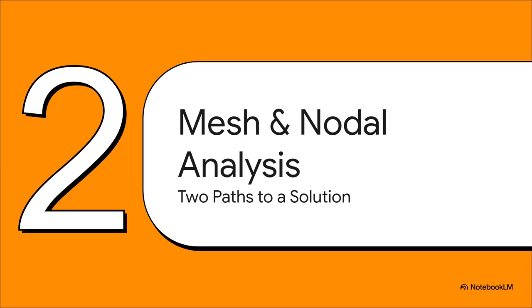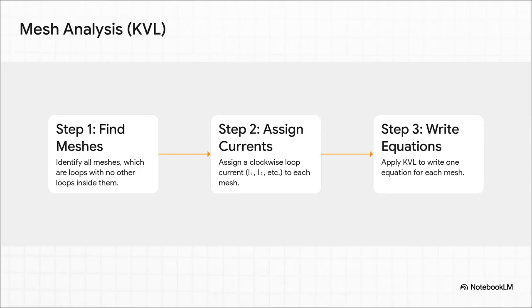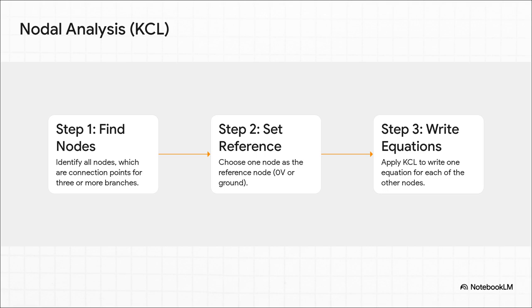All right, now let's grab our two workhorse tools. Seriously, these are the systematic methods you are going to use most of the time. One's built on KVL, the other on KCL. So first, there's mesh analysis. This is just KVL in action, really. What we do is identify all the simplest loops in the circuit. We call those meshes, and we imagine a current circulating around each one. Then we just apply KVL to each of those loops, which gives us a nice set of equations to solve for the currents.